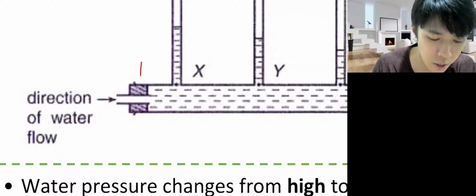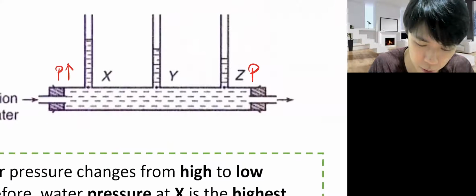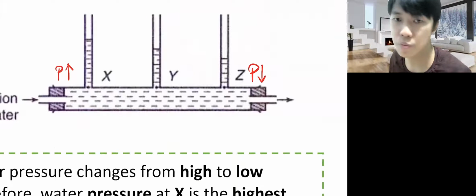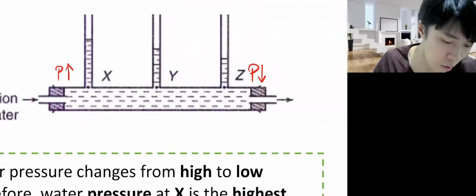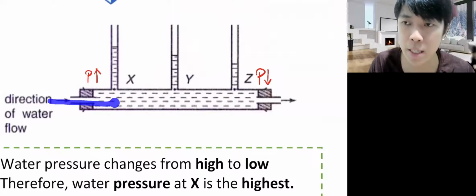So this area pressure is high. This area pressure is low. In the tube, by the way, in the tube. Okay, so hence the water pressure here is higher.